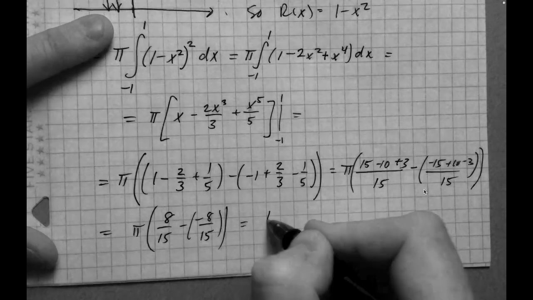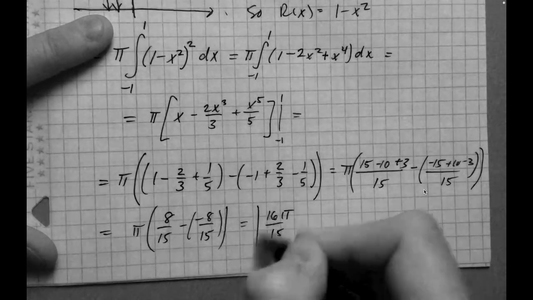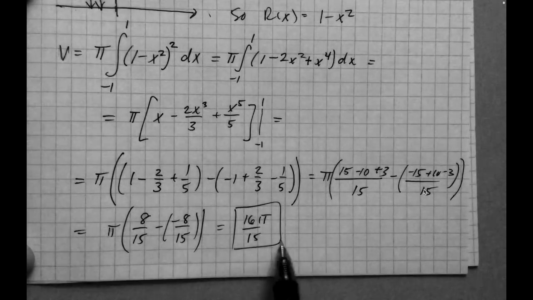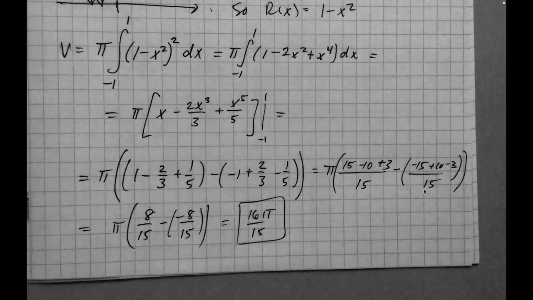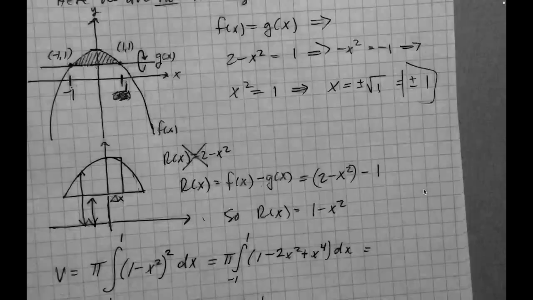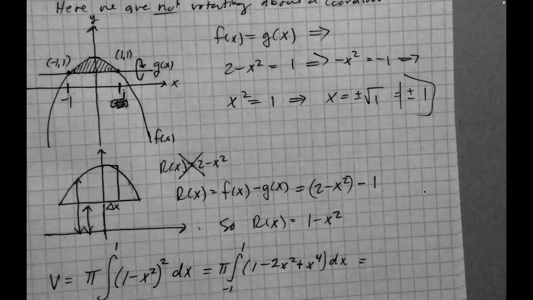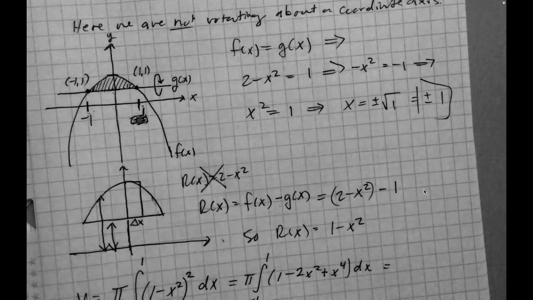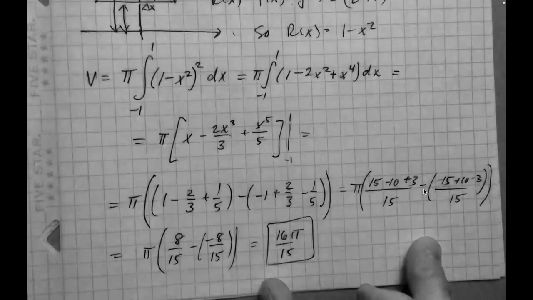And so what do we get? 16 pi over 15. Okay, so you've got the pi in there. You could plug this into a calculator and get an approximate decimal approximation here. But that's the idea. And so this is a more complicated example, but you can see that it follows all of the ideas that we initially laid out.